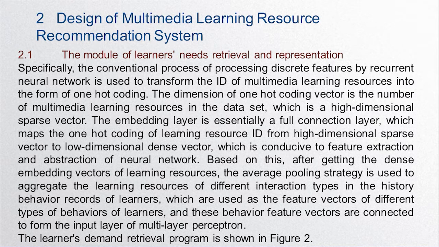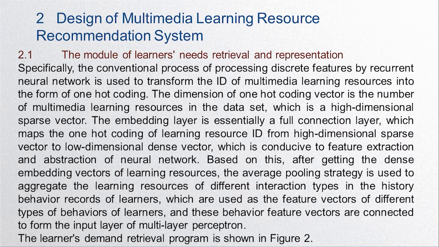Specifically, the conventional process of processing discrete features by a recurrent neural network is used to transform the ID of the multimedia learning resource into the form of one-hot coding. The dimension of the one-hot coding vector is the number of multimedia learning resources in a dataset, which is a high-dimensional sparse vector.